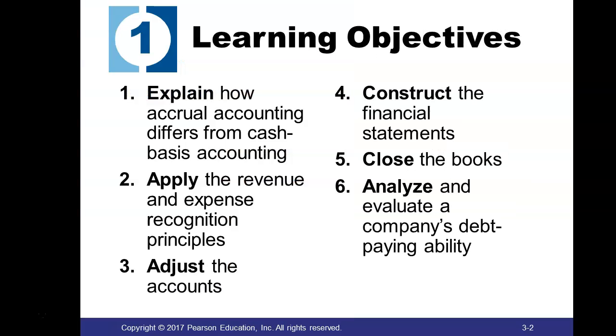So we're going to explain accrual accounting, first of all, what it is. And we're going to explain how it is different from cash basis accounting. What is cash basis accounting? We're going to talk about the recognition rules that relate to expense and revenue. We're going to learn how to adjust accounts, and we're going to construct financial statements. We're going to close the books. What does that mean, closing the books, and how do we do that? And then we're going to talk about some ratios, and that's basically how you analyze an organization. In this case, we're going to talk about debt paying ability, so ratios that relate to debt.